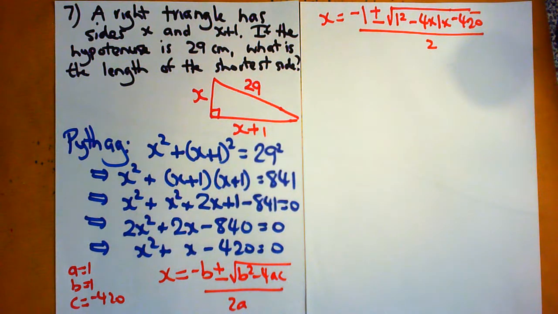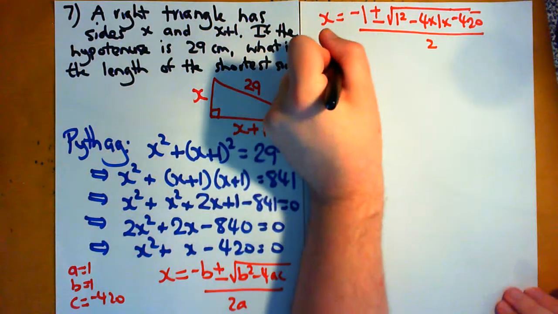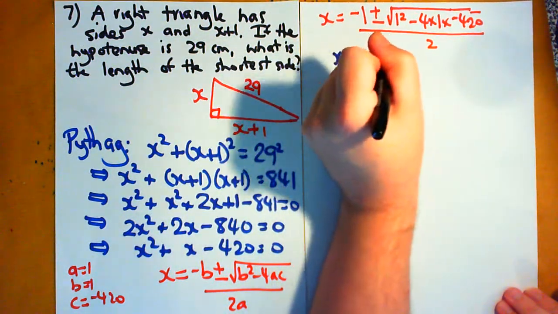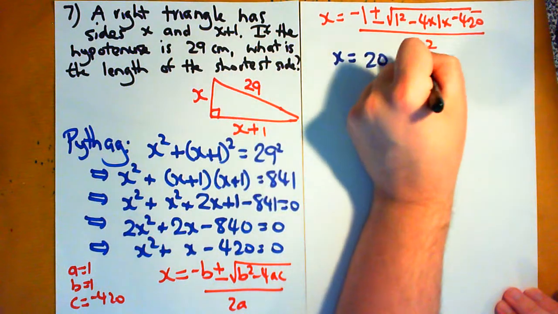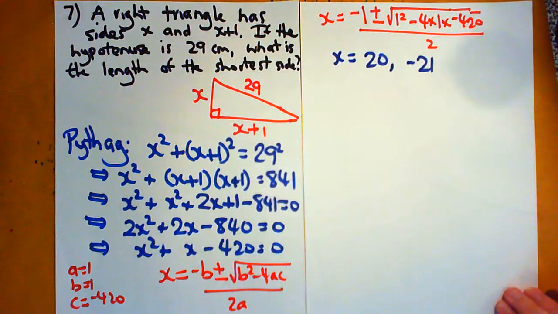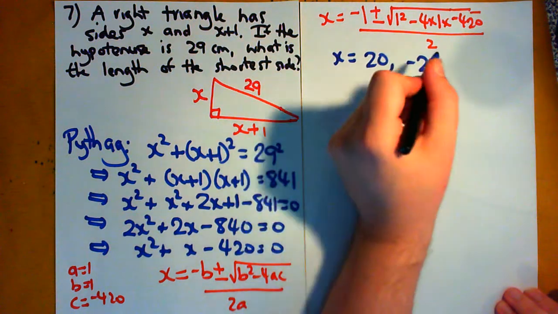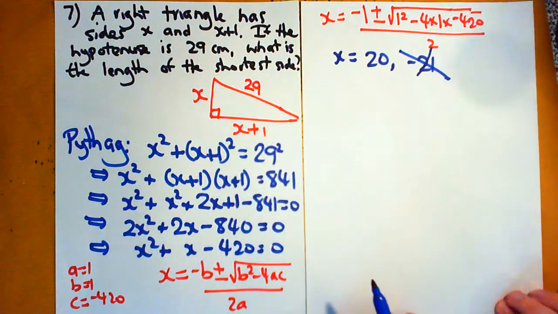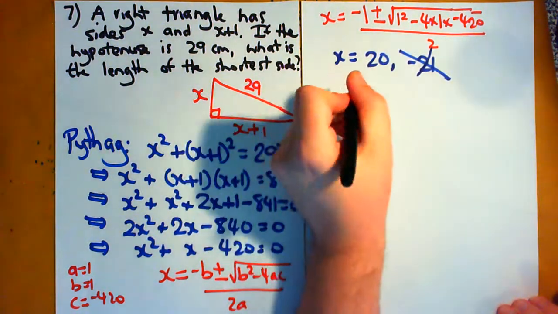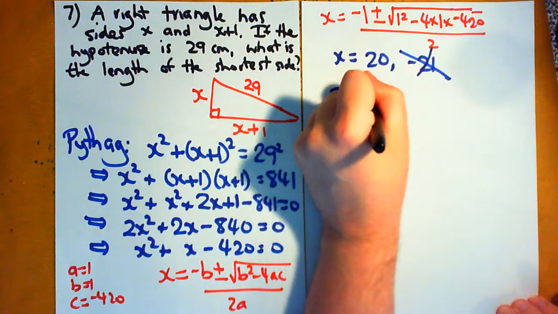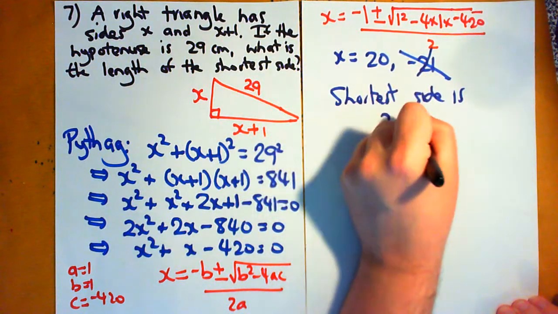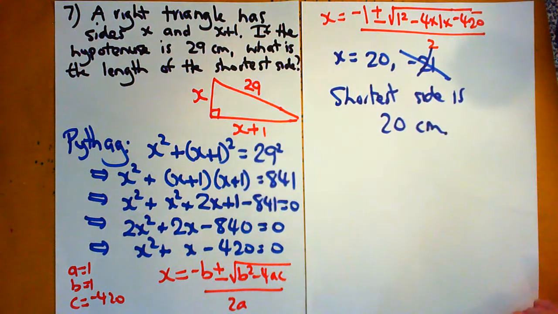We should find that we get x equals 20 as one answer, or negative 21 as the other answer. But we're talking about the length of the sides of a triangle, so it can't be negative. x equals 20. So our shorter side is 20 centimetres.